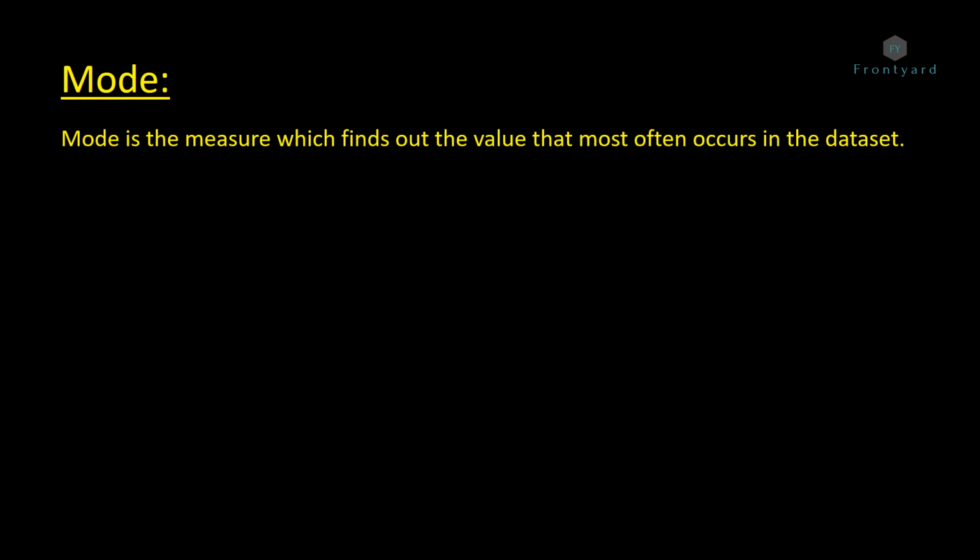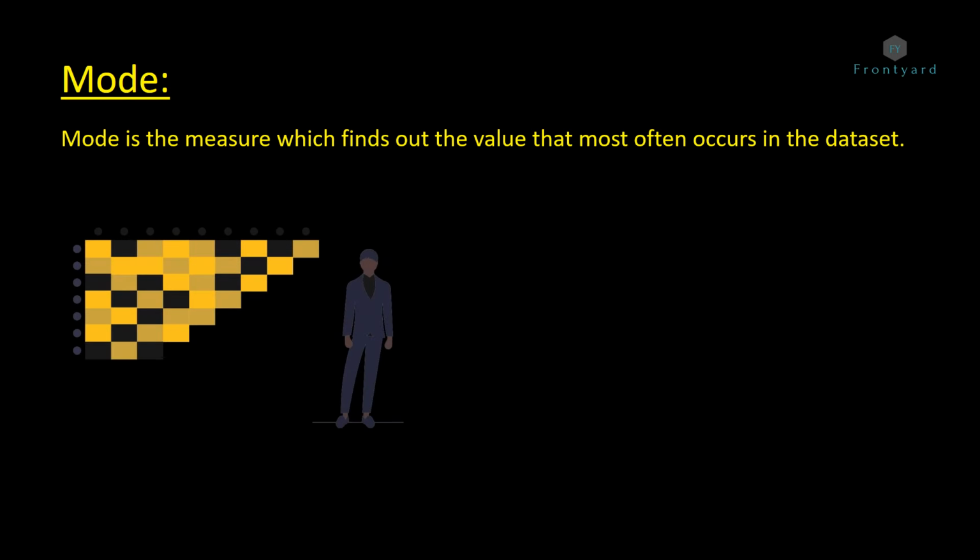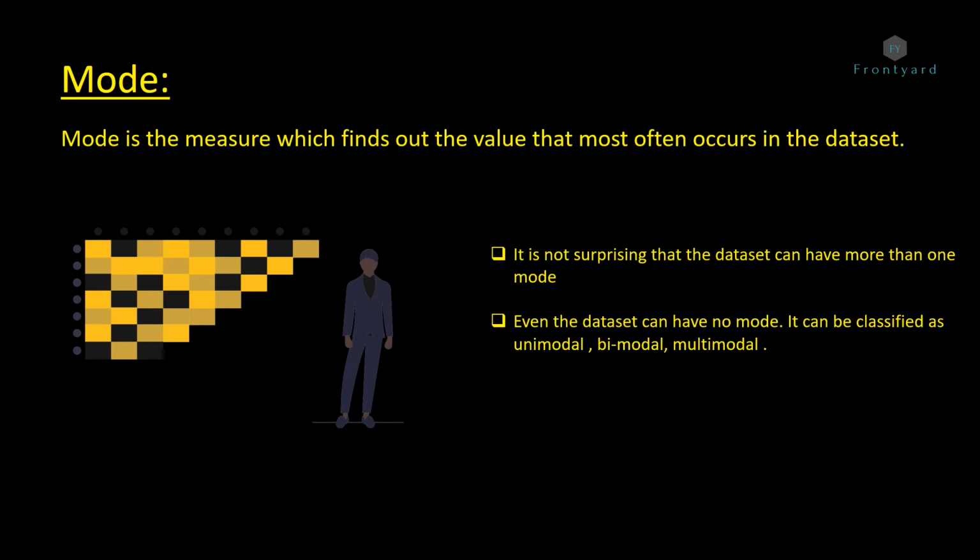The next M is mode. Mode is the measure which finds out the value that most often occurs in the dataset. It is not surprising that the dataset can have more than one mode. That is, two values can occur with equal higher number of frequencies. It is known as bimodal. Even more than two numbers can have the same number of higher frequencies and it is known as multimodal. Sometimes the dataset can even have no mode.